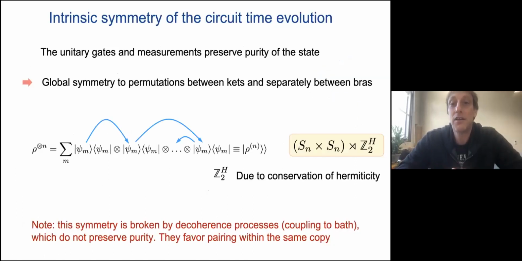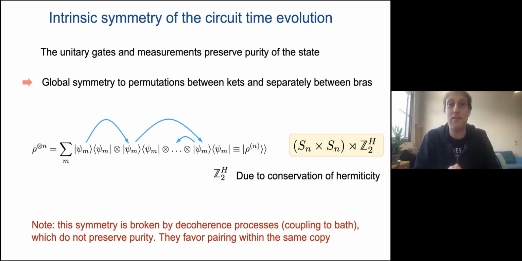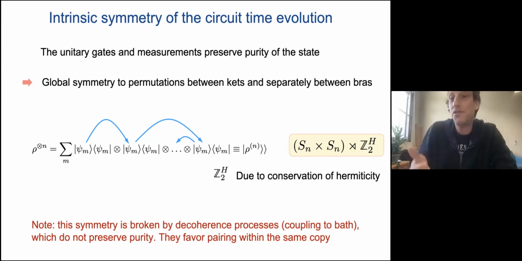Now, before looking at what it gives, let's try to understand the symmetries of the system. Because I'm looking at n copies, there is an intrinsic symmetry in the system. And moreover, there is a special symmetry for the case where I have only measurements and unitary evolution, no decoherence. What is special about having only measurements and unitary evolution is that it keeps the purity of the state, right? So it preserves the purity of the state.